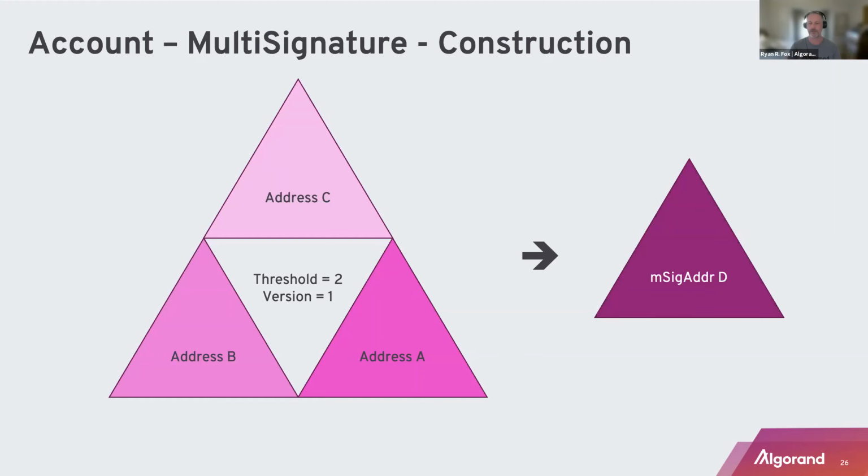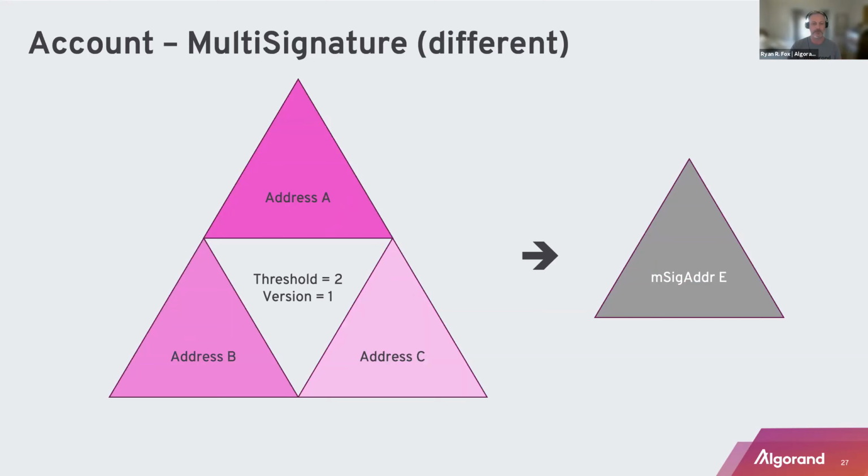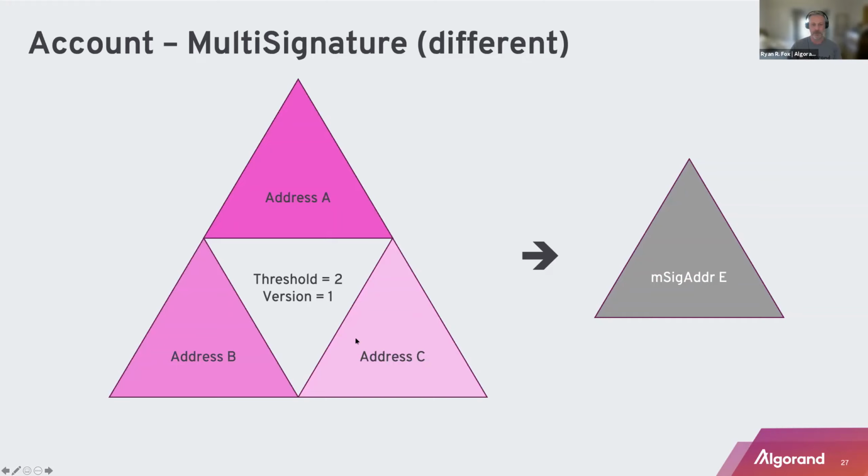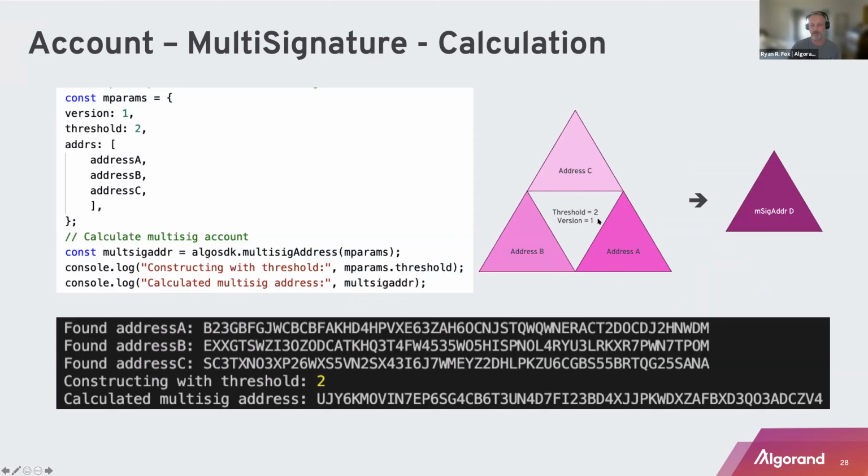The combination of that's going to give us address D, and if we reorder these, okay, A's down here, C's up there, all right, swap those 2 around, it's going to give us a totally different address. So the order is important. Same thing if we change the threshold here, if we made it just one of. We'll take a look at the example.